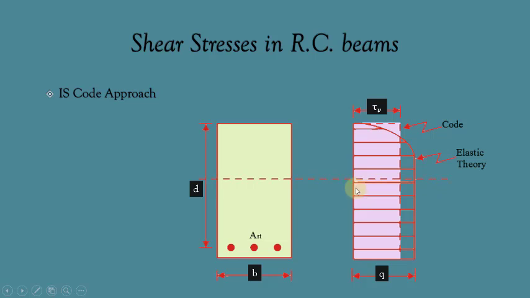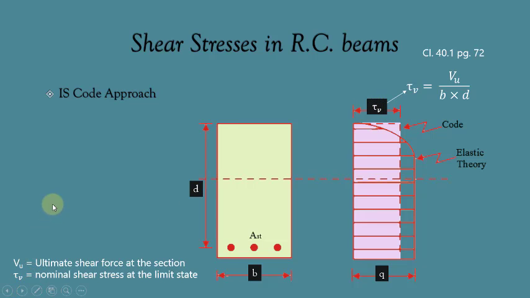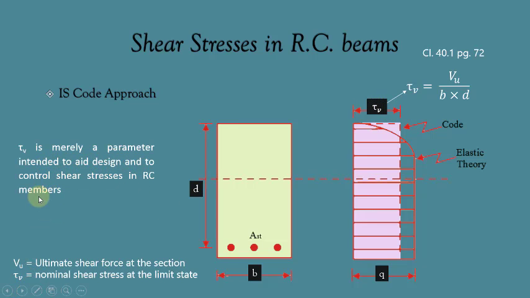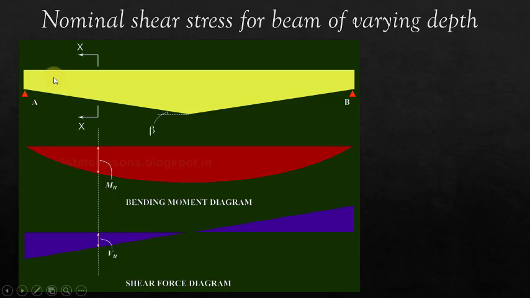IS code recommends using nominal shear stress tau V, or average shear stress distribution, which is shown here and is given by tau V equal to shear force divided by BD. This formula you can also see in clause number 40.1, page number 72. Tau V, that is nominal shear stress, is merely a parameter intended to aid design and to control shear stress in reinforced concrete members. In an ordinary beam, the design shear stress or nominal shear stress is calculated as per equation given in clause number 40.1.